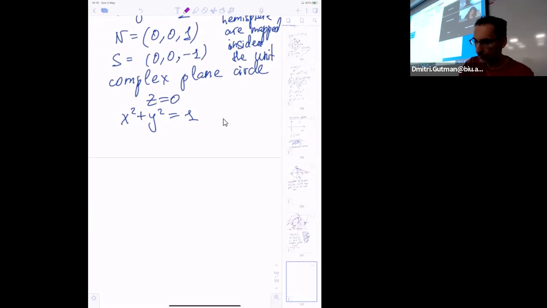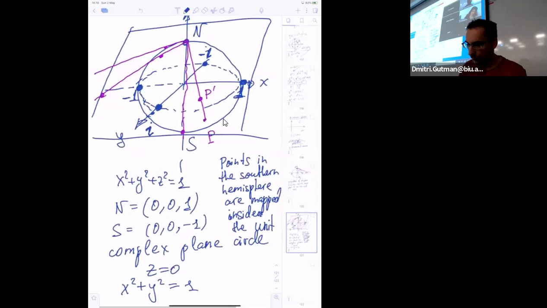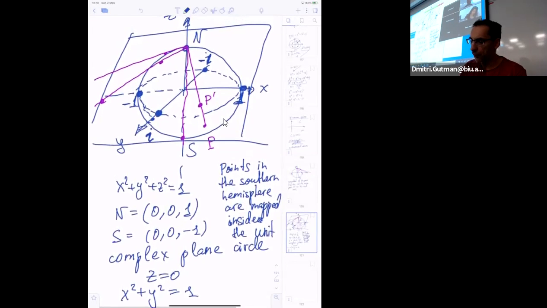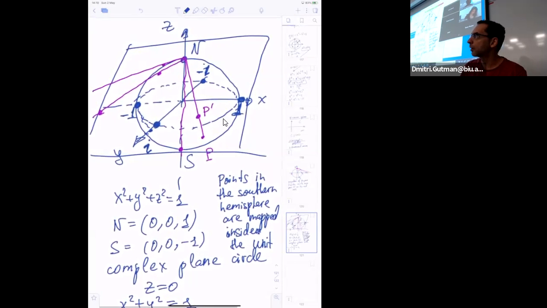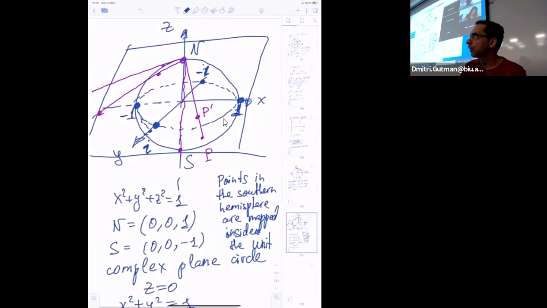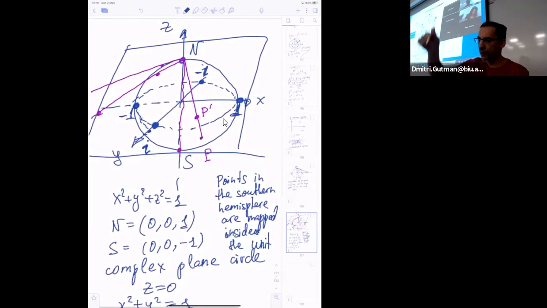So does that mean the projection of south is the north pole, which is also infinity and minus infinity? No, I didn't like the beginning of your question. The projection of the south pole is an origin. So you draw the line from northern pole to the south pole, and it crosses the complex plane at the origin.